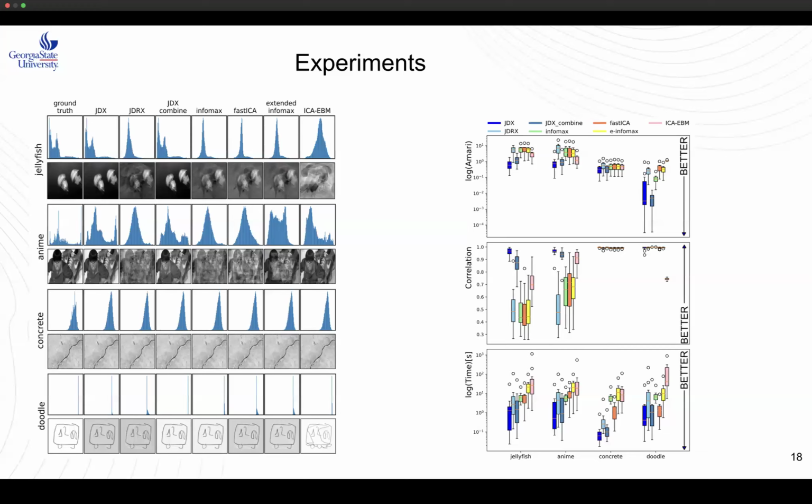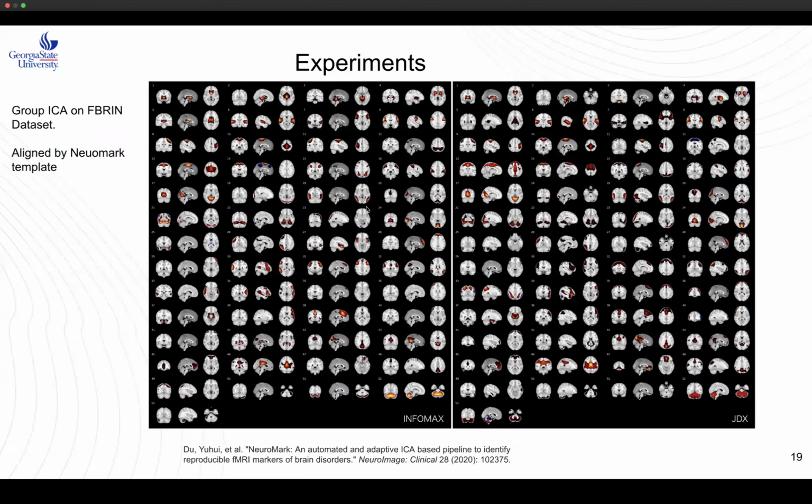Concrete, every method is perfect. Doodle, every method besides ICA EVM is perfect, or something like that. Just point the listeners to that. Yes, okay, got it. And also experiments on FMI.